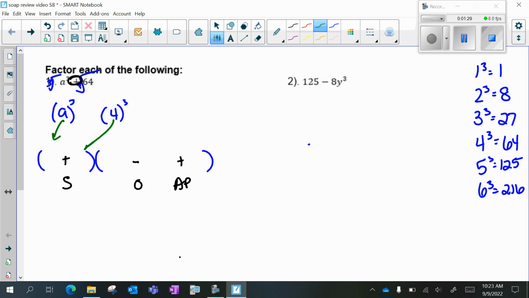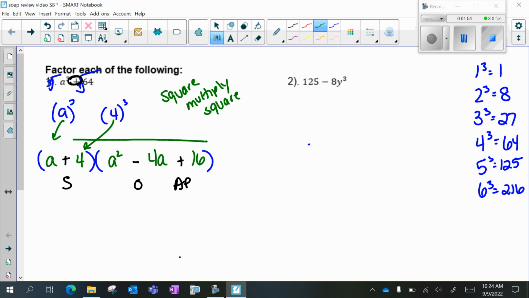These two pieces fall right into that first parentheses, and then you are going to square, multiply, square to get into that second parentheses. Your first piece squared is a squared. A times 4, that's our multiplication, is 4a. And our last piece, 4 squared, gives me 16. So there's number 1.